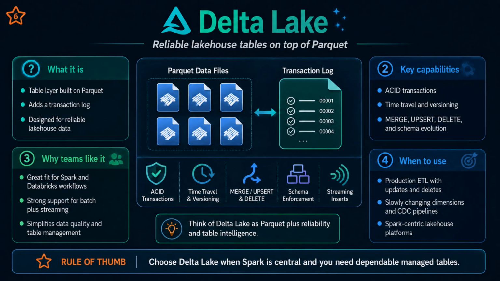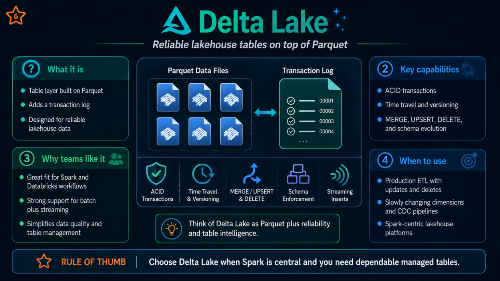It also supports operations like merge, upsert, delete, and schema evolution. These features are extremely useful in production ETL processes. For example, if you are building slowly changing dimensions, CDC pipelines, incremental loads, or data quality workflows, Delta Lake can simplify the architecture by providing a more robust and flexible foundation.